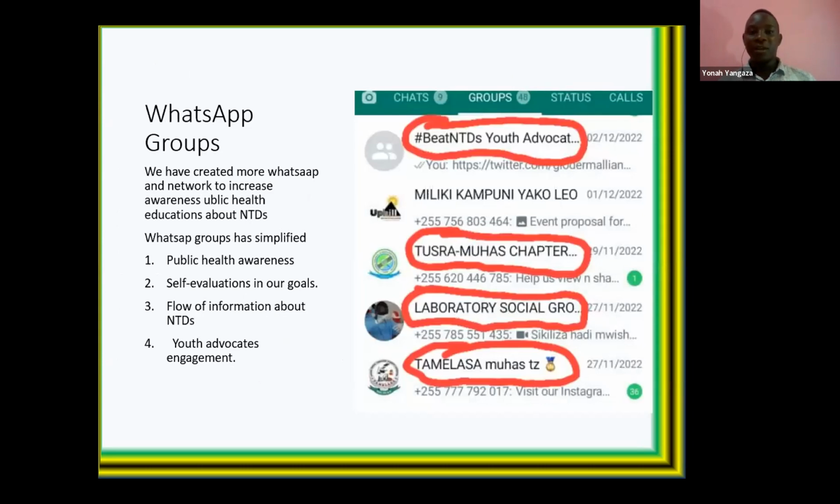These are examples of the WhatsApp groups that have mostly been used for NTD public health awareness. We have created more than WhatsApp networks to increase awareness and public health education about NTDs. So WhatsApp groups have simplified public health awareness, self-evaluation of our goals, flow of information about NTDs, and youth advocate engagement. As you see, these groups.